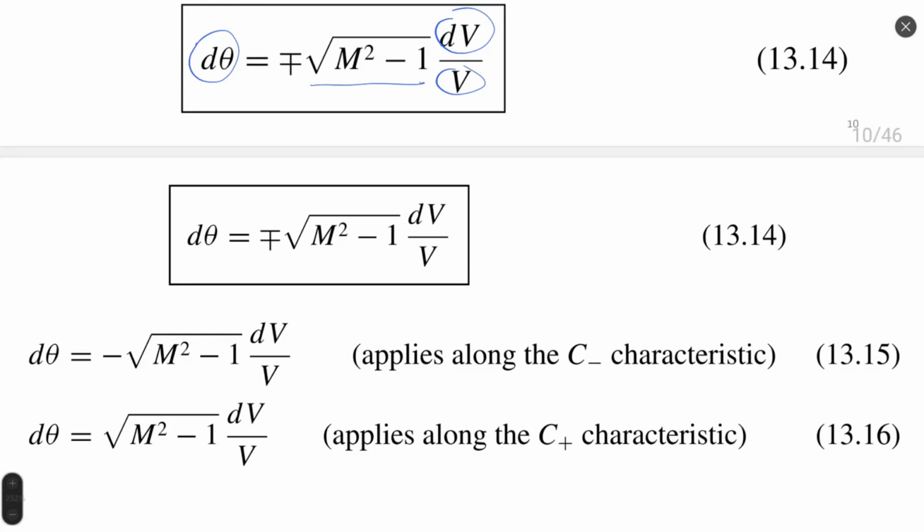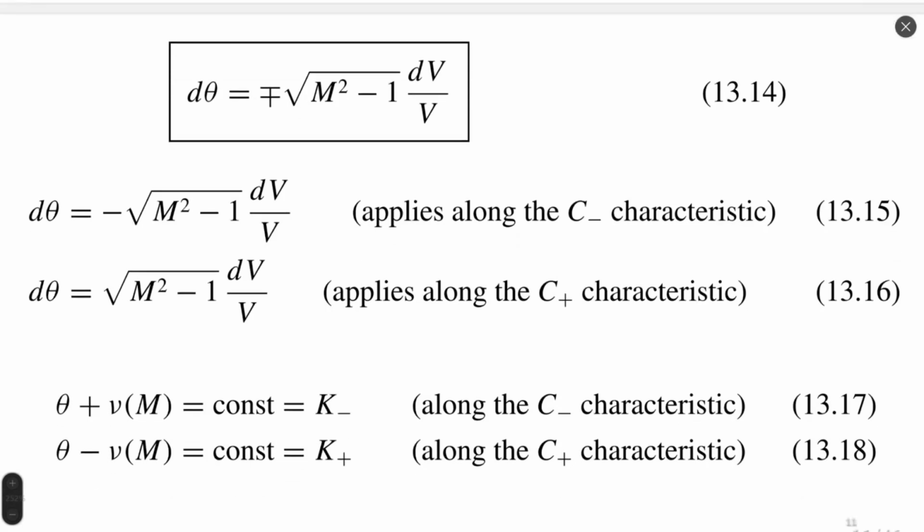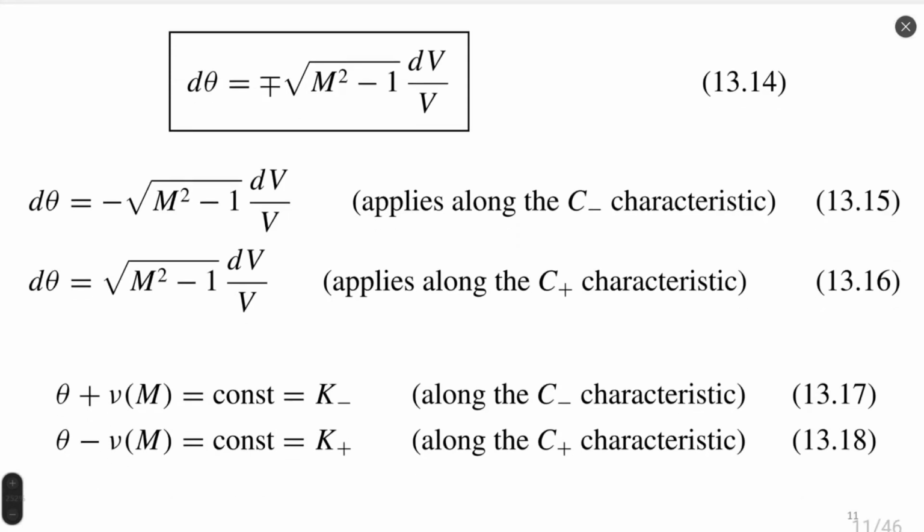One aspect of this equation 14 is that there are actually two equations. Each one corresponds to each characteristic line. Since we have two characteristic lines at each point, negative and positive, or left running and right running characteristic line, we have also two solutions of Prandtl-Meyer flow. We have solution for C minus line, which you can see on equation 15, which is d theta is equal to minus square root of M square minus 1 multiplied by dV by V. And for C plus, for the left running characteristic line, d theta would be square root of M square minus 1 multiplied by dV by V ratio.